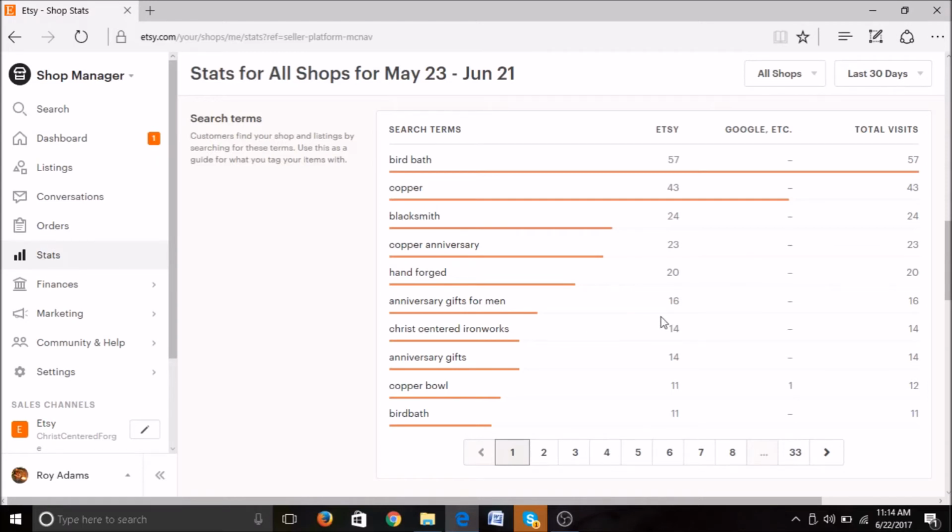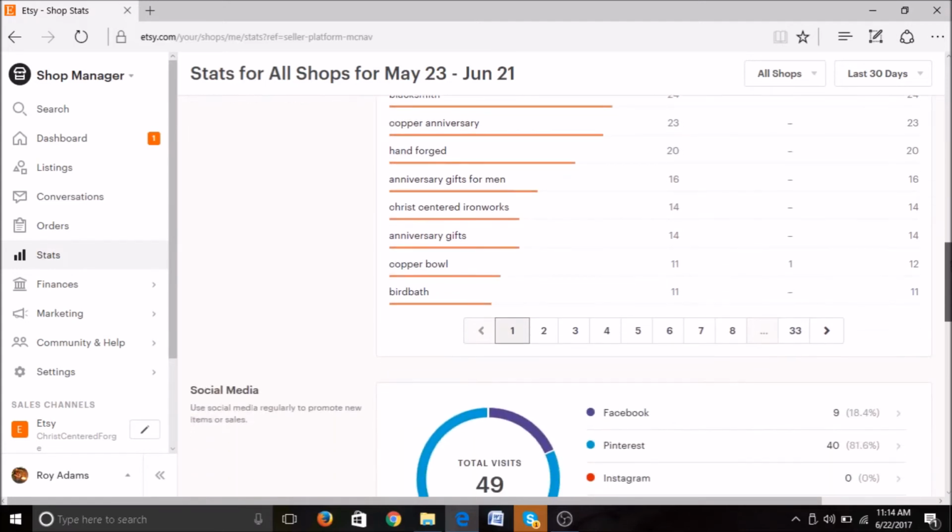As you see, there's a lot of data on this. There is anywhere from 1 to 33 pages. Towards the end, you would only see probably 1 or 2 of those search terms showing results to come to our website or our Etsy store.